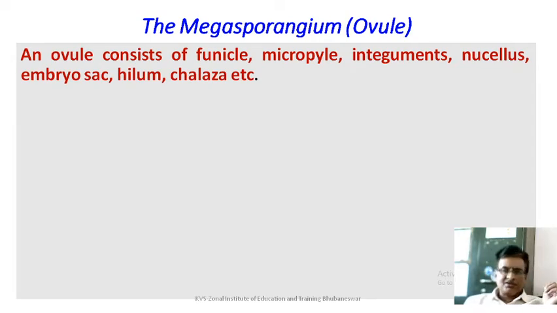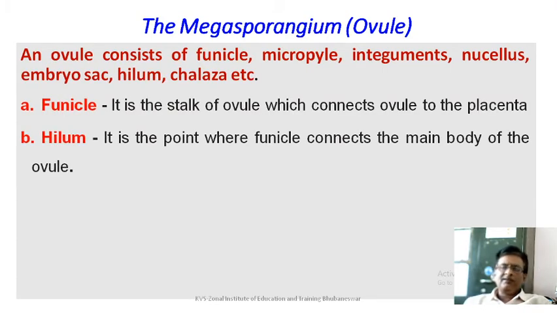What are the different parts of a typical ovule? It has got funiculus, micropyle, integument, nucellus, embryo sac, hilum, chalaza. The funicle, it is the stalk of the ovule, which connects to the ovule at the placenta. Hilum, it is the point where funicle joined with the main body of the ovule.